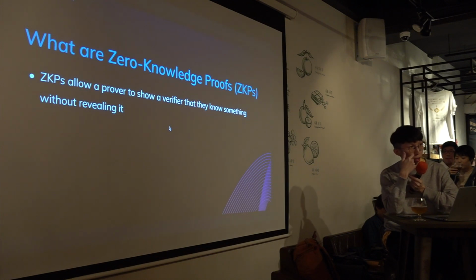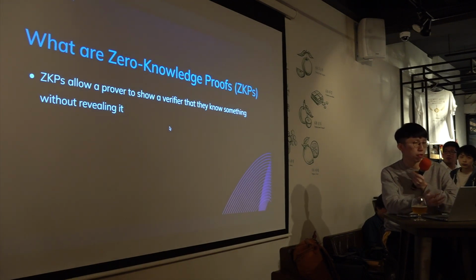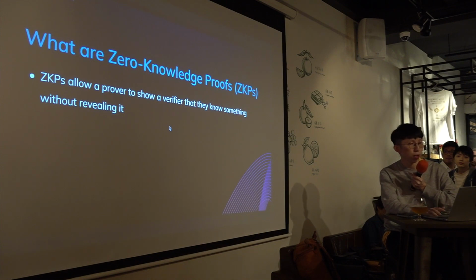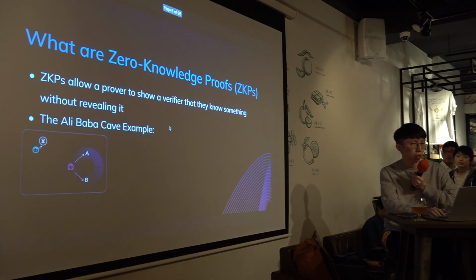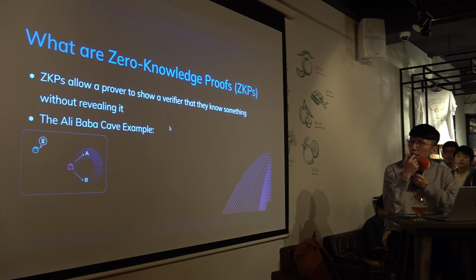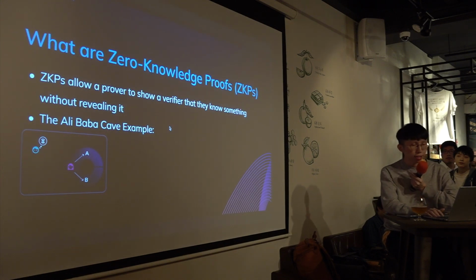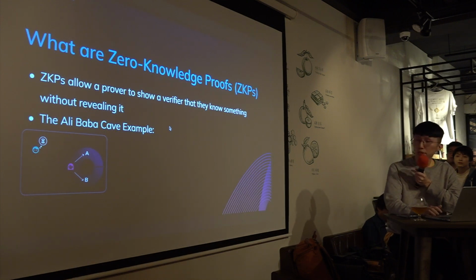So another way of addressing this issue is by using something called a zero knowledge proof. So it's basically a proof of knowledge, but it allows you to show a verifier that you know something without revealing any information. So this is what ZKP is for. And this may sound like an impossible thing to do, but here's a classical example.